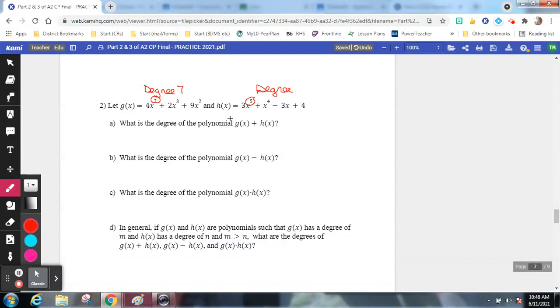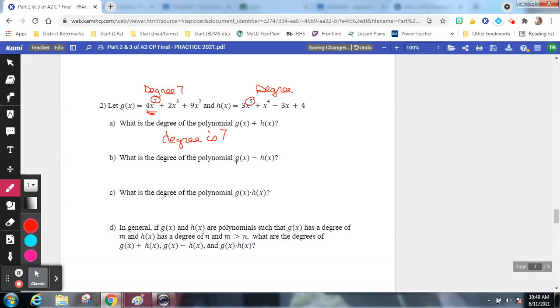If I was to add them, I know when I'm adding polynomials, I'm just combining my like terms. So the exponents all stay the same. So if I was to add the g function plus the h function, that 4x to the 7th is always going to be my leading term because that's the biggest term amongst all of them. And I can't combine it with anything else. So the degree of my addition is 7.